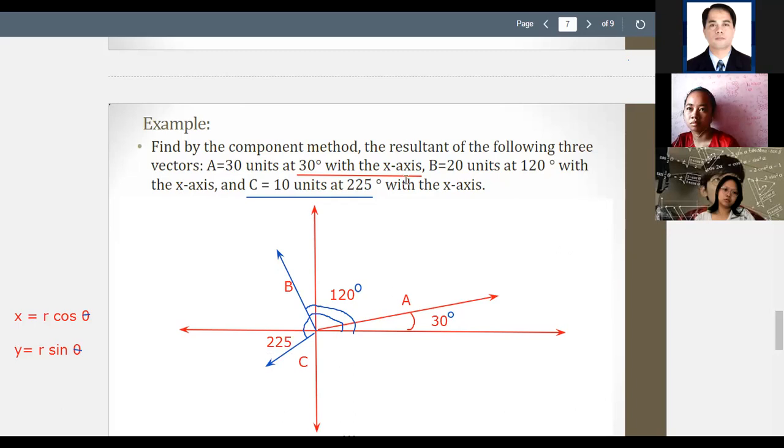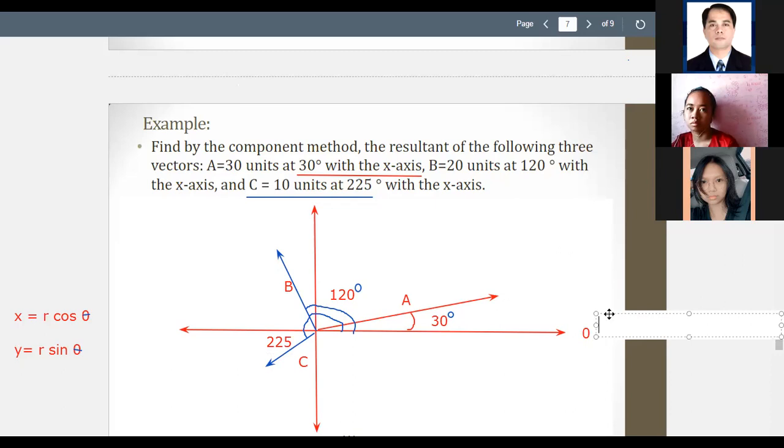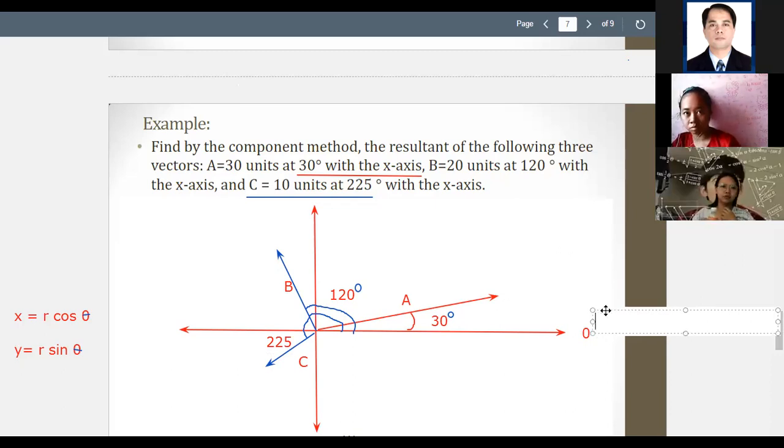So how did we know all these angles again? If we go back to our trigonometry, this horizontal line to the right side is actually 0 degrees. And if we go in a counterclockwise direction, the one at the top is 90.